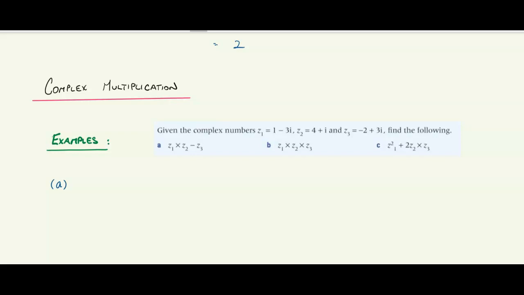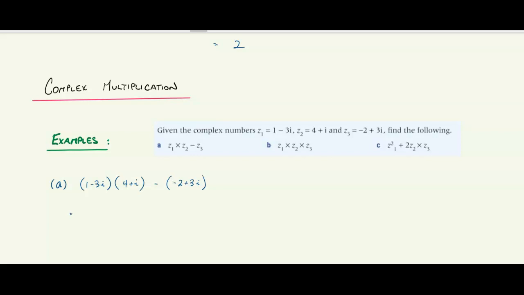So Z1 times Z2 minus Z3. Z1 is 1 minus 3i. Z2 is 4 plus i, so we're multiplying those together. Then we're subtracting Z3, which is negative 2 plus 3i. I need to take care of this multiplication first, so let's do that.